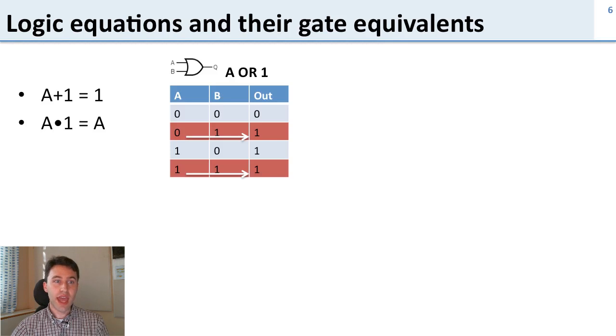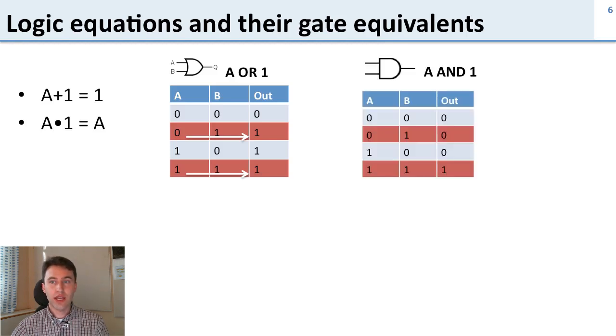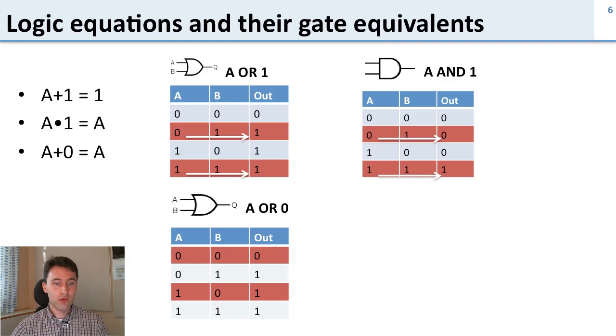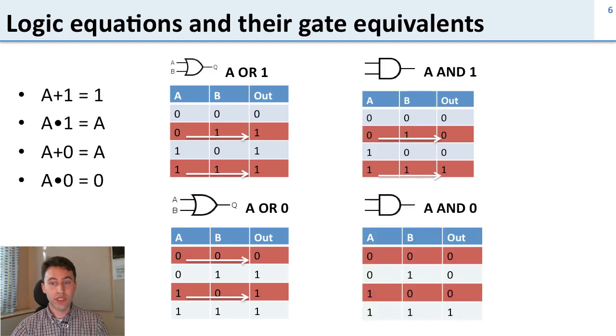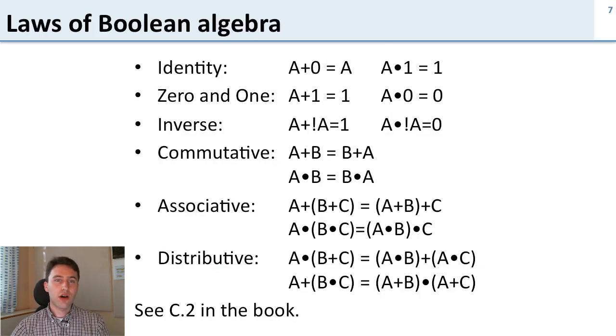We can do the same thing for A and 1, but here we get A. And again, here's the truth table for AND. We see 0 and 1 is 0, and 1 and 1 is 1, so therefore A and 1 is just going to give us A. We can do the following for A or 0, which is going to give us A. We can walk through the truth table and see the same thing here. And then finally for A and 0, which is always 0. So no matter what we have for A, if we AND with 0, we always get 0 as our output. There are a whole bunch of other laws for Boolean algebra: identity, inverse, commutative, associative, distributive, etc. You can take a look at these in section C2 of the book.